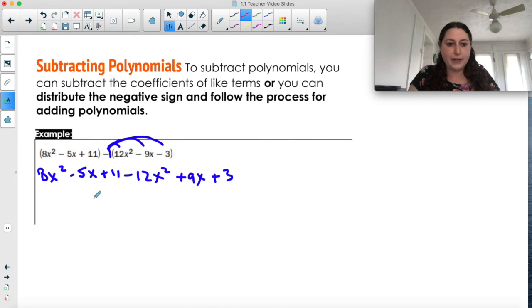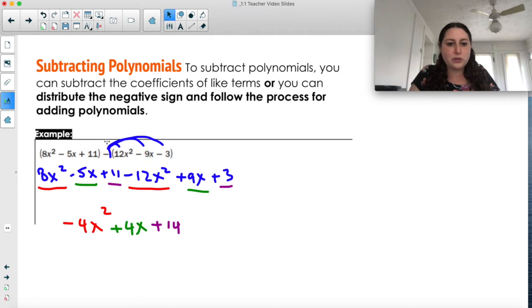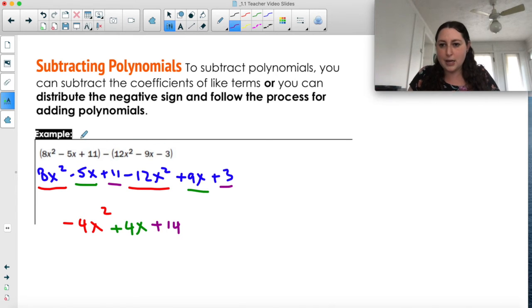Okay, then we combine like terms. 8x squared and negative 12x squared is a negative 4x squared. Negative 5x and positive 9 x is a positive 4x. And then we've got positive 11 and positive 3, which is a positive 14. So I think you're less likely to mess up if you do it that way with distributing. Otherwise, you have to remember, okay, I'm subtracting every time, and when you work with a bunch of negatives, it can get kind of messy. So that's my preferred method, but do what you want.